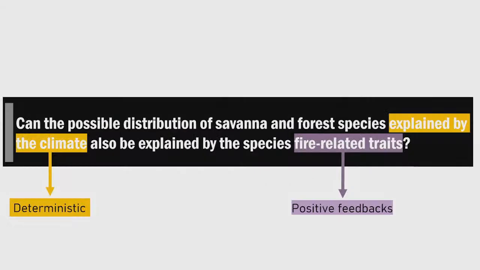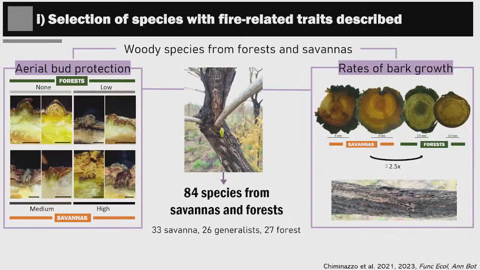So based on these different perspectives, we've been asking, can the possible distribution of savanna and forest species explained by the climate also be explained by the species' fire-related traits? Or in other words, can we understand what the determinist perspective is saying to us from the positive feedback lenses? And to do that, we start looking at species from savannas and forests instead of looking to the forest and the savanna structural patterns and distribution per se.